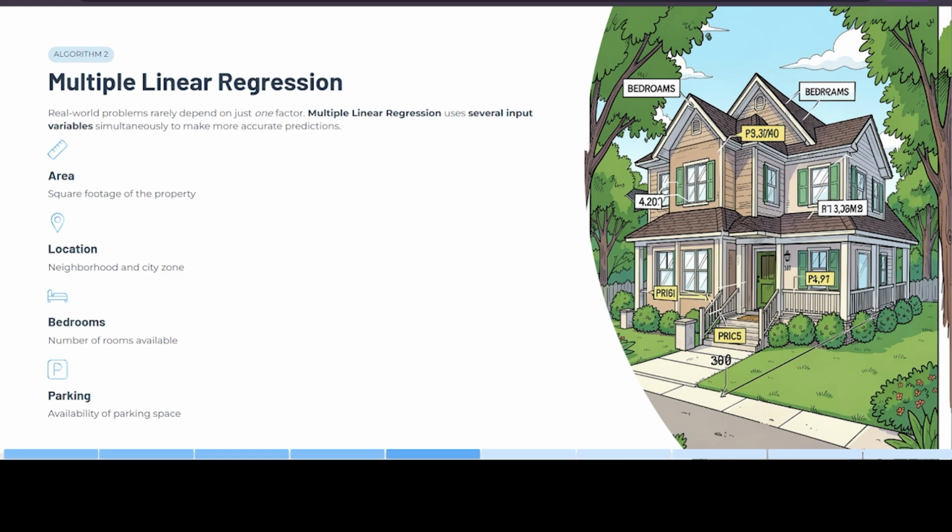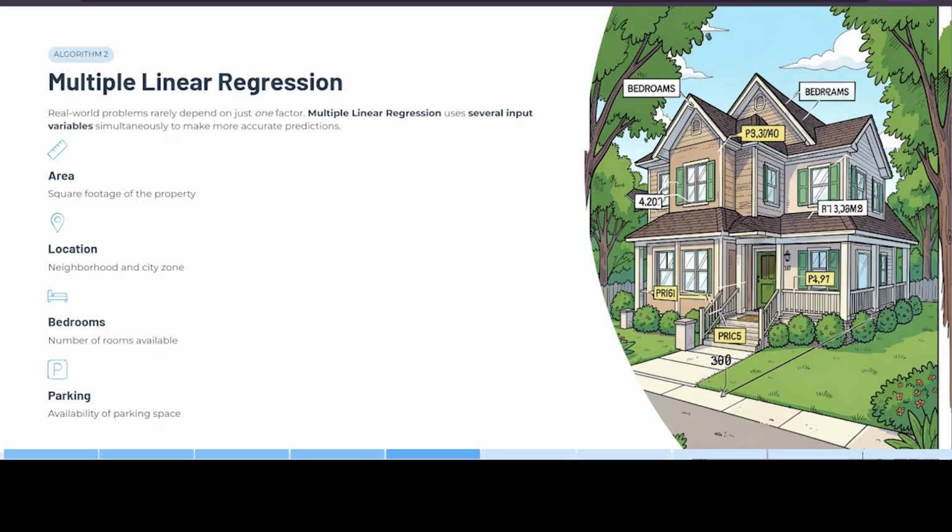Now let's make the problem a little more realistic. In the earlier section, we predicted house prices using only one factor, maybe just the size of the house, right? But in real life, does the house price depend only on the size? Of course not. Why? Imagine two houses, both 1500 square feet. One is in the city center, another one is far outside the city. Will both have the same price?